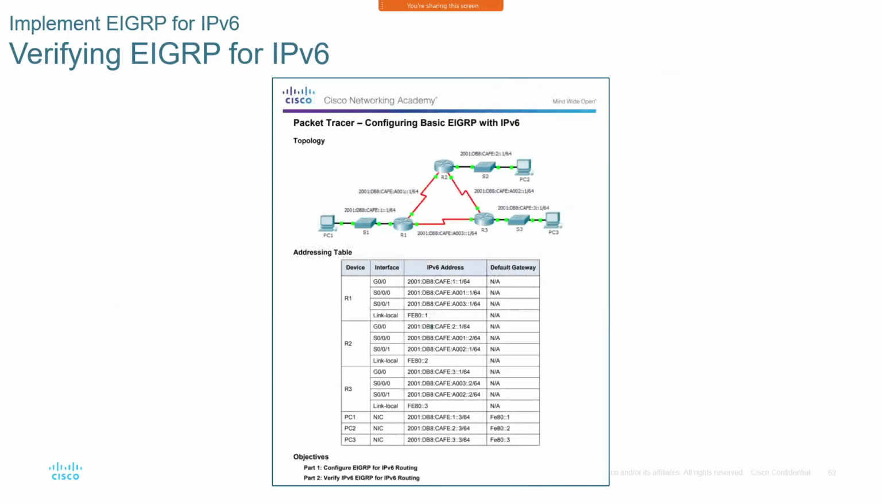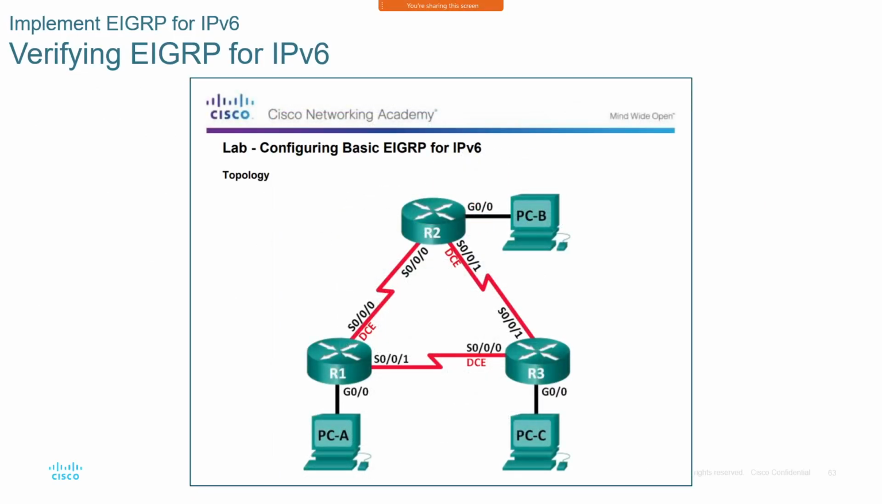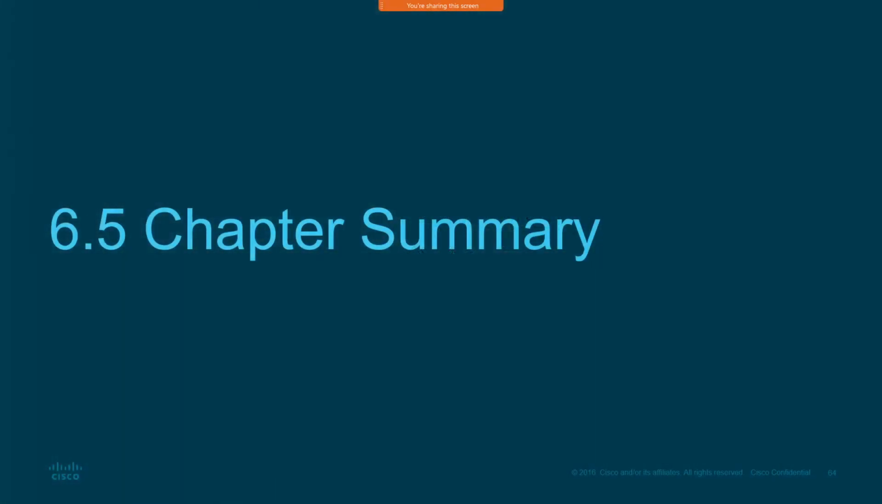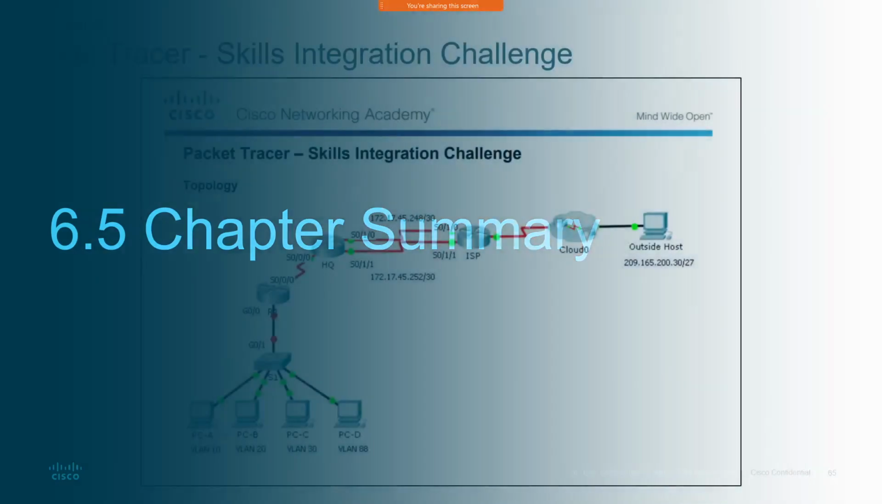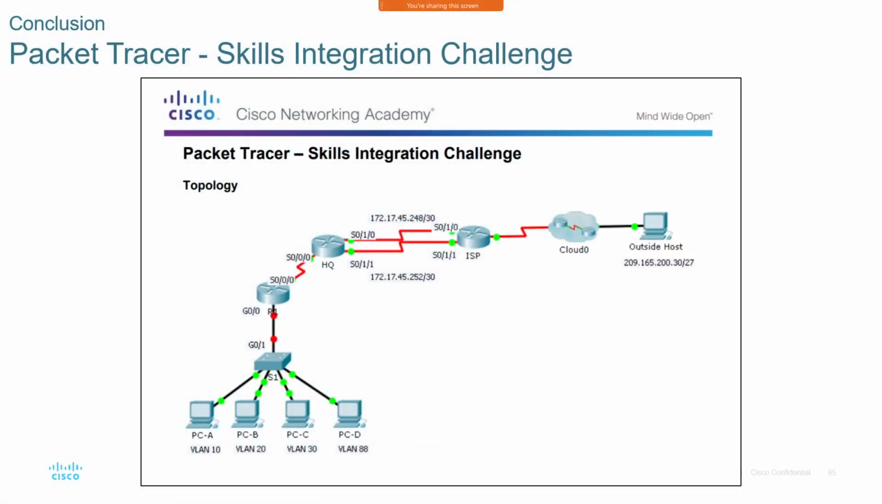There is one Packet Tracer activity for you guys to do to study EIGRP with IPv6. One more lab, and we're going to do the chapter summary. After that, we're going to do the demo. There is a skills integration challenge for you guys to do.